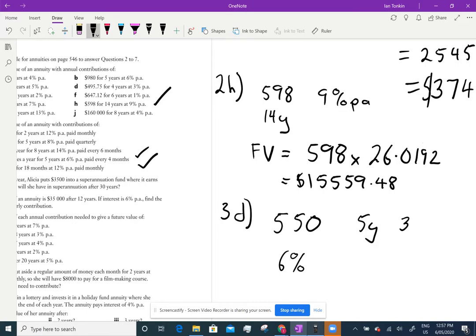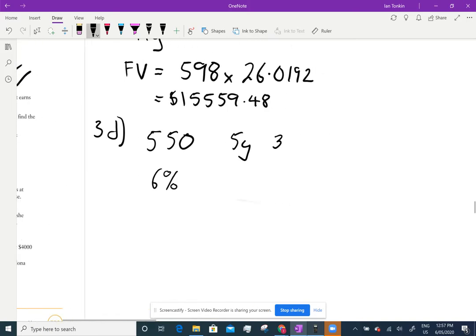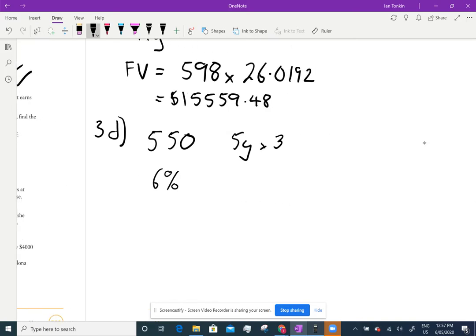6%. Now, if it's done every 4 months, that's 3 times a year. That means I'm going to get 5 times 3. I'm going to get 15 payments. But my interest rate is per annum, and I have to divide by 3 to get the 4 monthly interest rate, and 6 divided by 3 is 2. So my percentage is 2, my repayments are 15, and I got 550. So my future value equals 550.